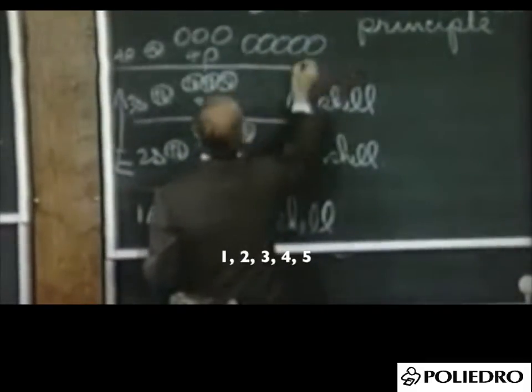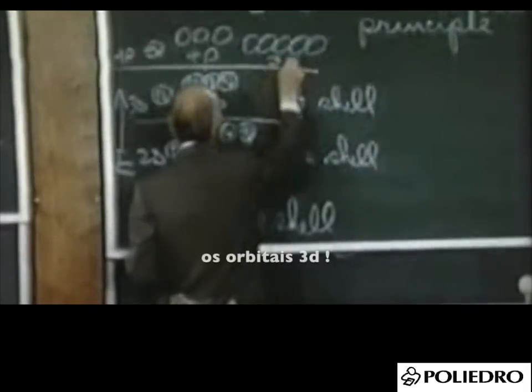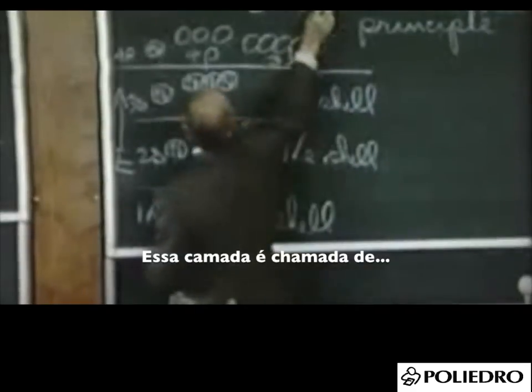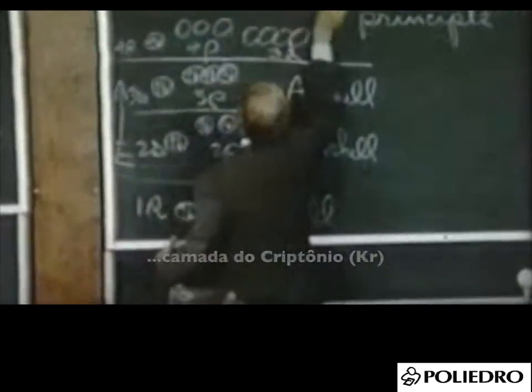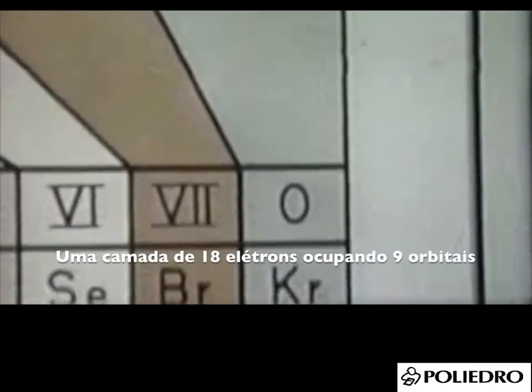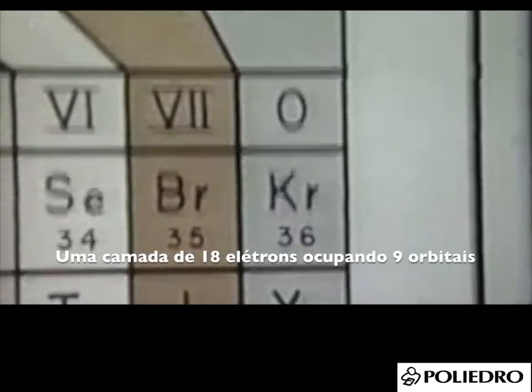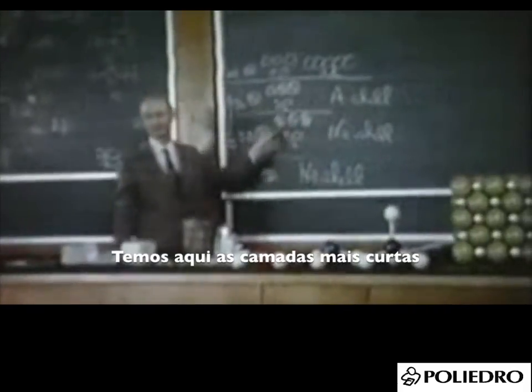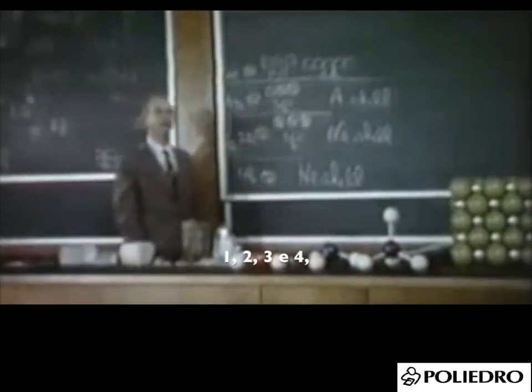1, 2, 3, 4, 5 of the 3d orbitals. This shell is called the krypton shell, a shell of 18 electrons occupying 9 orbitals. Along here, whereas here in the shorter shells we have only 4.